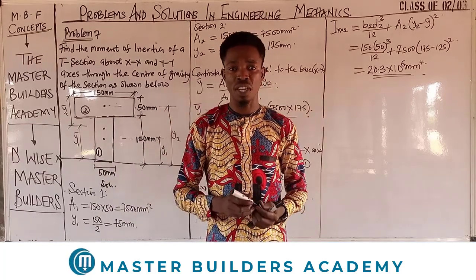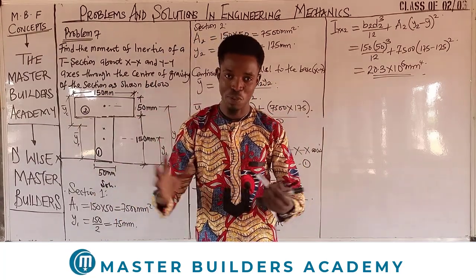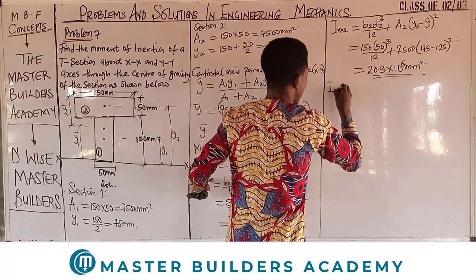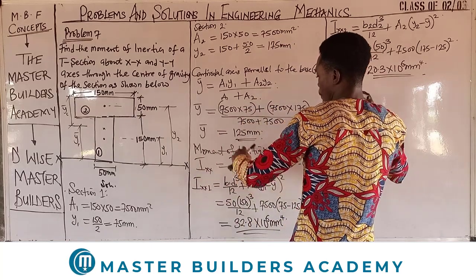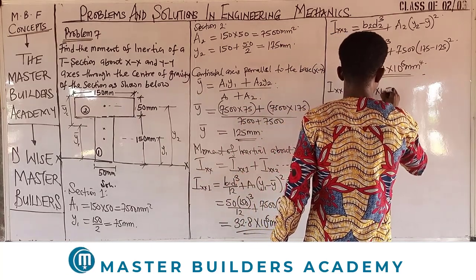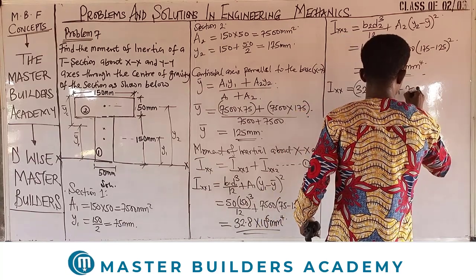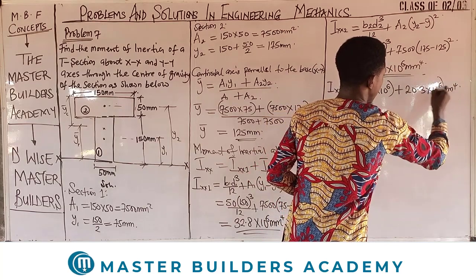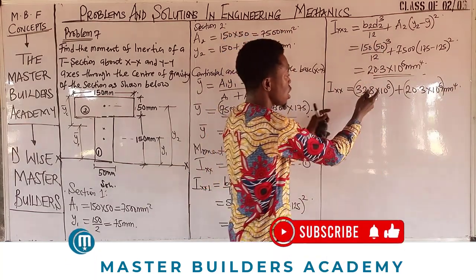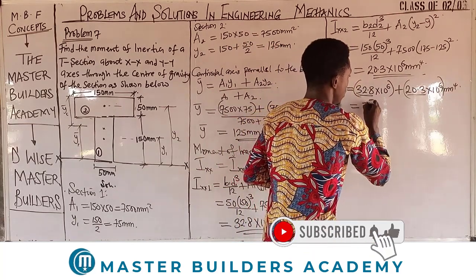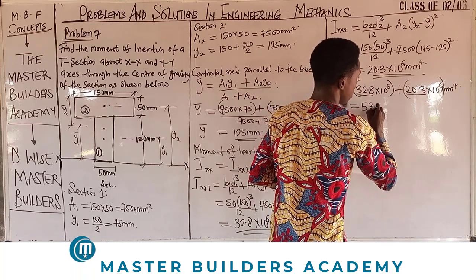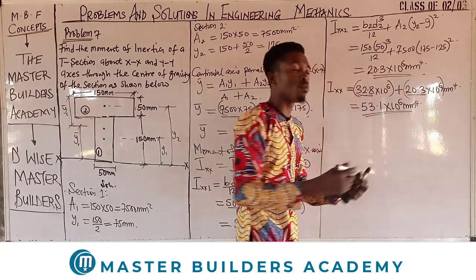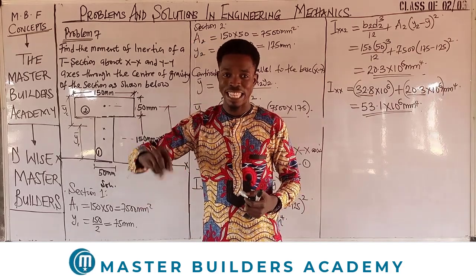So how do we now get the second moment of area or the moment of inertia for the T section? We now need to add up the two values together using equation 1. So substituting into equation 1, we have that Ix is equal to 32.8 times 10 raised to the power of 6 plus 20.3 times 10 to the power of 6, all in mm to the power of 4. By the time I add this, just add the values together. This plus this will give us 53.1 times 10 to the power of 6 mm to the power of 4. This is the second moment of area about the X axis.